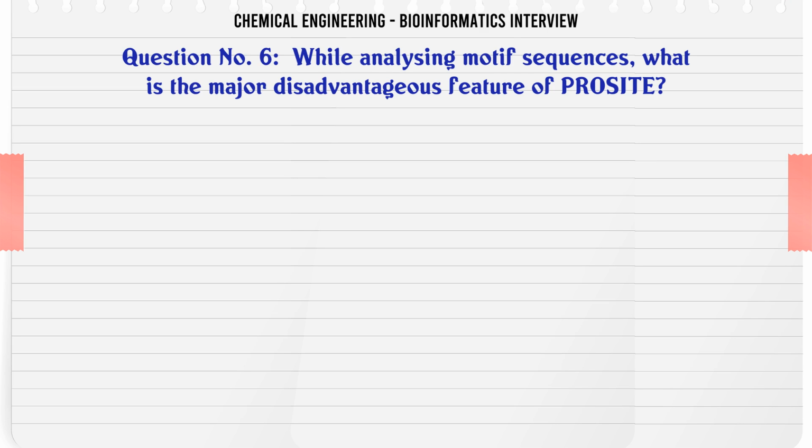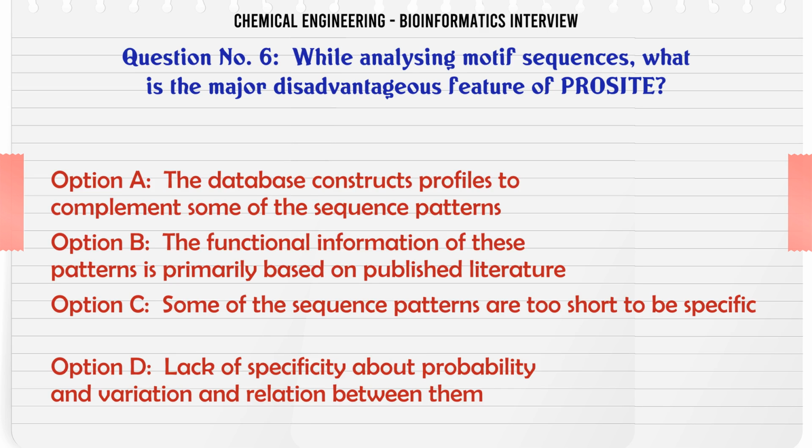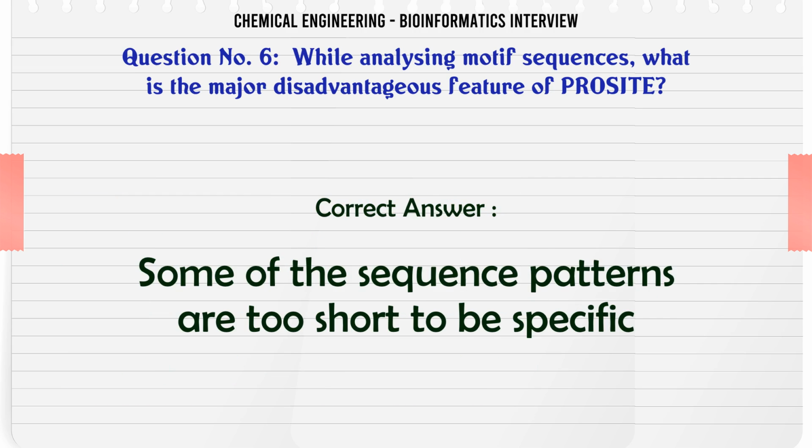While analyzing motif sequences, what is the major disadvantageous feature of PROSITE? A. The database constructs profiles to complement some of the sequence patterns. B. The functional information of these patterns is primarily based on published literature. C. Some of the sequence patterns are too short to be specific. D. Lack of specificity about probability and variation and relation between them. The correct answer is some of the sequence patterns are too short to be specific.